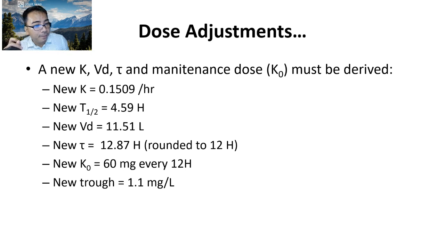So a new K, VD, and tau, and maintenance dose must be derived. Class, ang gagawin lang natin dito is just reapply the formula, at ito yung lalabas na mga sagot. You can try this on your own, like what we did kanina for actual VD and actual K. Just have to redo it. Sakali class, magpapaquiz man ako, konti lang naman ang tatanungin ko sa mga actual na yun.